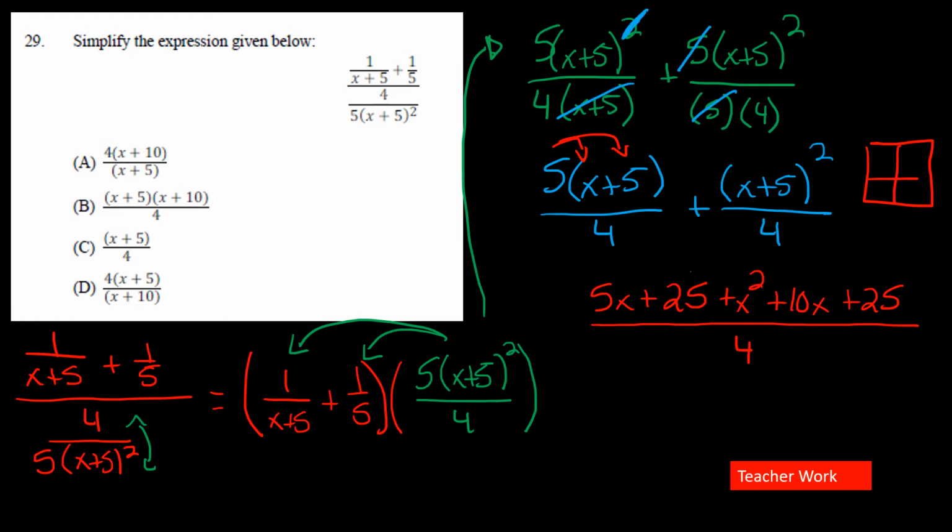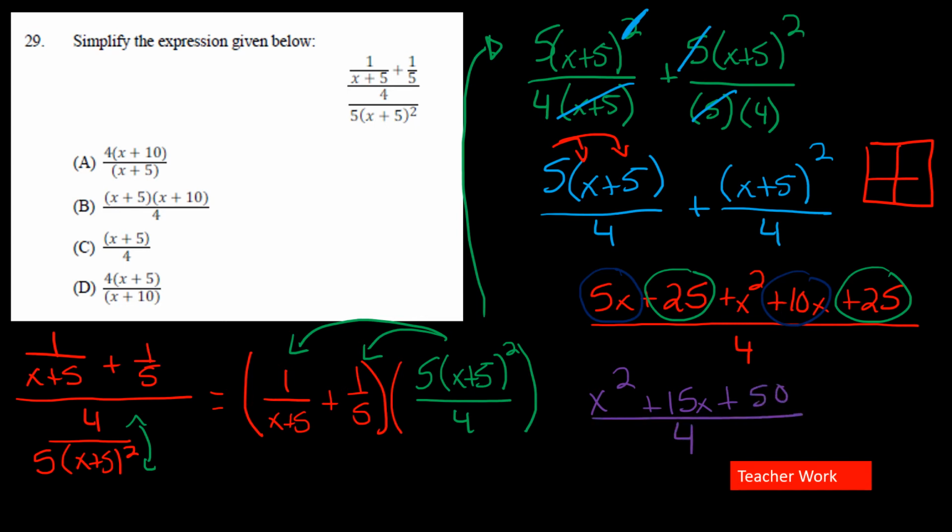We know that we can combine these 25s together and these values together. And so what that leaves us with is x squared plus 15x plus 25 plus 25 is 50 over 4. Okay, so this looks already a whole lot nicer. This did take a lot of work, okay? But you'll notice here that we have a trinomial.